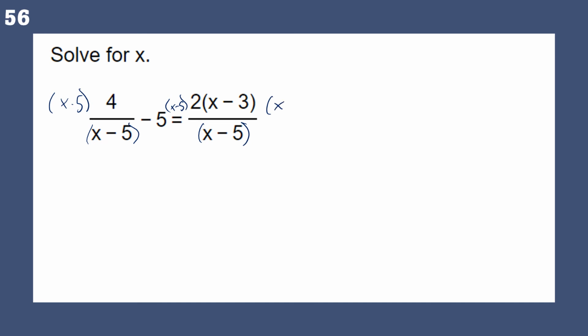The catch is when we multiply everything by x minus 5, it cancels out our denominators for these two. So we end up with 4 minus 5, but we have an x minus 5 that we still have to multiply.